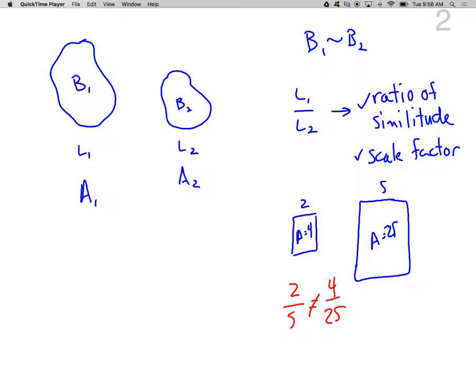L2 over L1 squared. Or quantity squared. I'm gonna flip it over. Is that okay? Yeah. Is equal to A1 over A2.